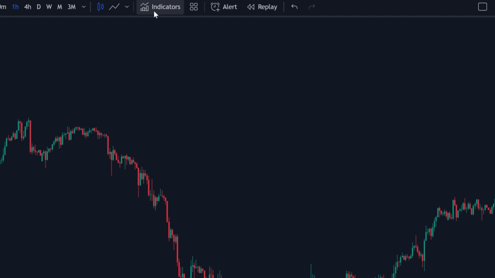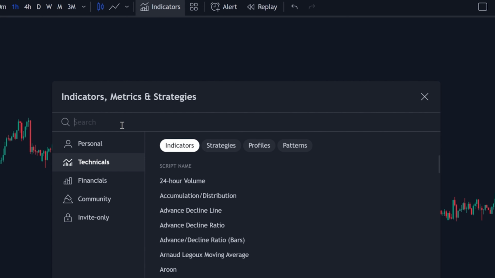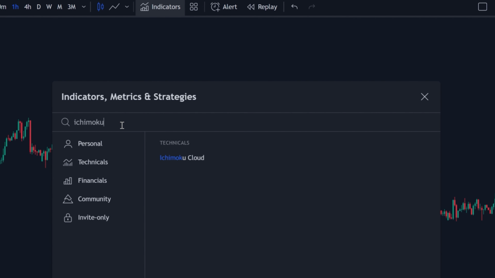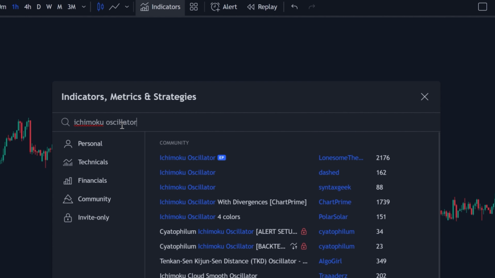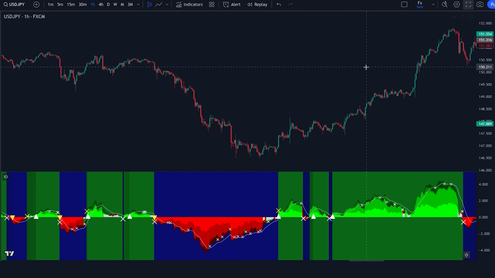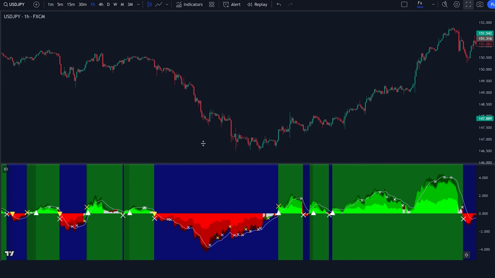Click on Indicator. Search for Ichimoku Oscillator. It's going to be this one called Ichimoku Oscillator, the editor's picks version, EP. Select it. That's it. Now, let's take a look at the Ichimoku Oscillator on our price chart.